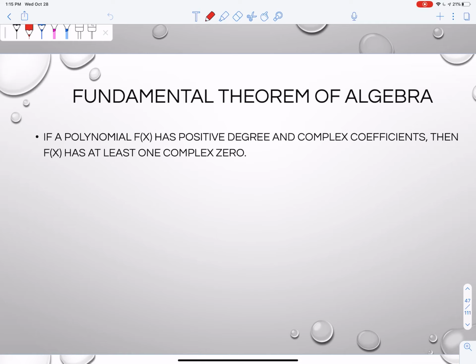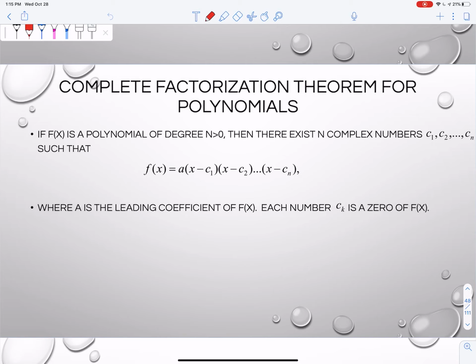The second one is the complete factorization theorem for polynomials. What it says is that if a function is a polynomial with degree n greater than 0, then there exist n complex zeros such that we can write the function in factored form: some value a times x minus the first zero times x minus the second, and so on, all the way through the nth factor for my complex zeros. Again, a is just the leading coefficient, and each of those c sub whatevers is a zero of the polynomial function f of x.